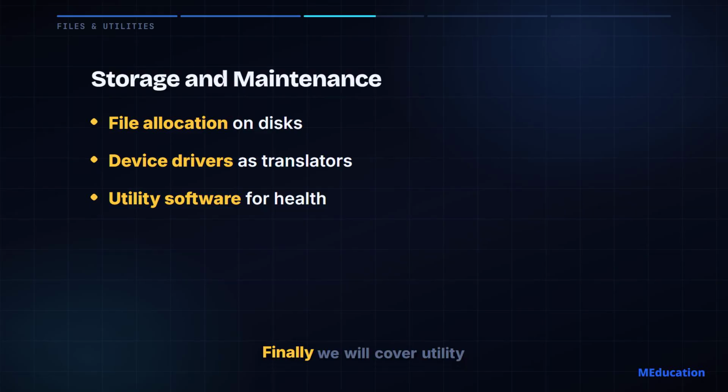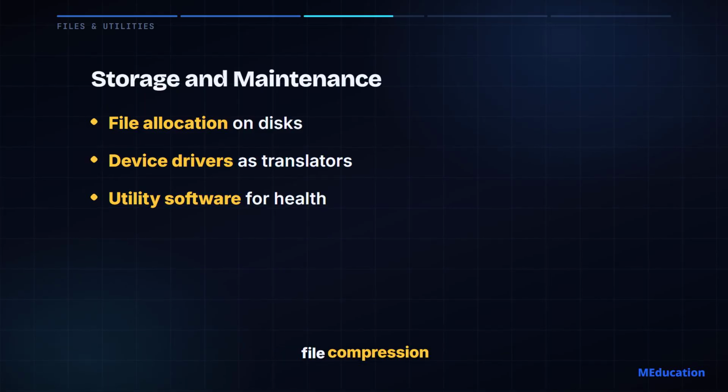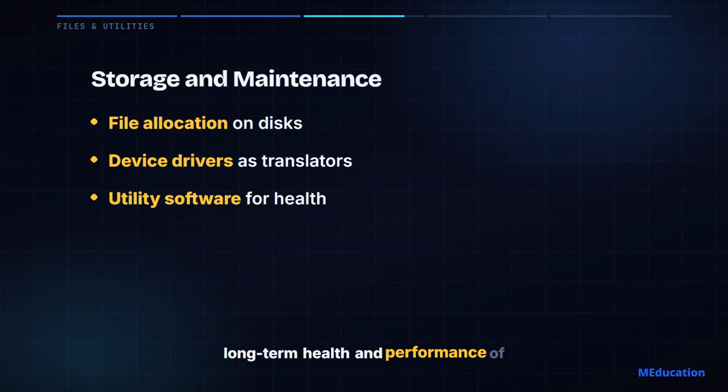Finally, we will cover utility software, exploring how disk defragmenters, backup tools, file compression, and antivirus programs maintain the long-term health and performance of your system. These utilities are vital for keeping the system running smoothly.